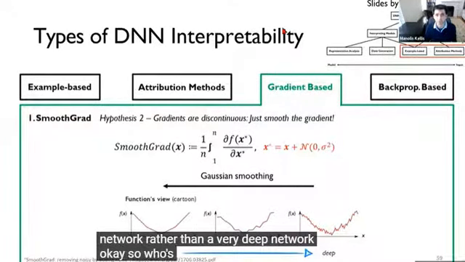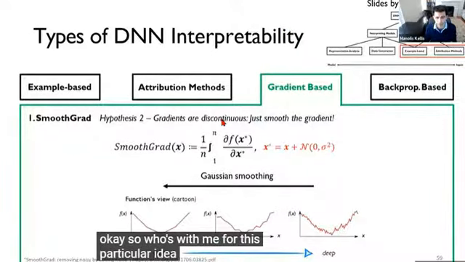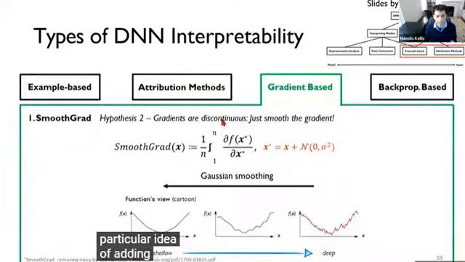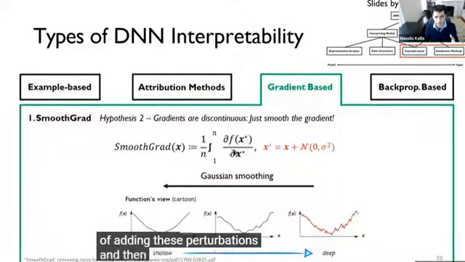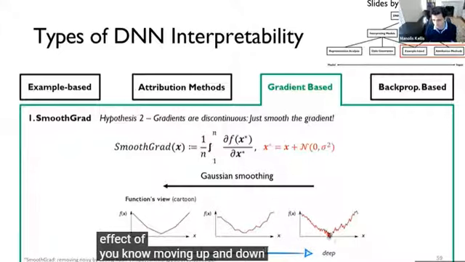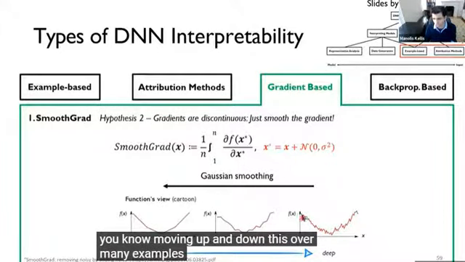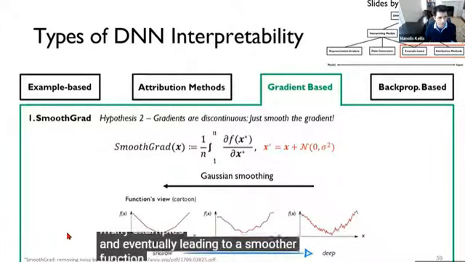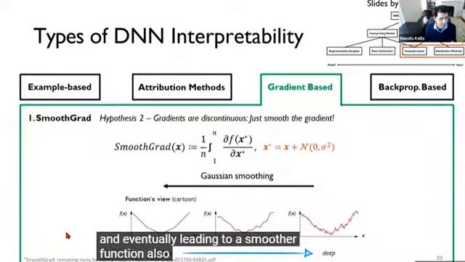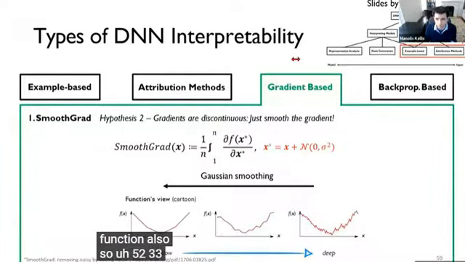Okay, so who's with me for this particular idea of adding these perturbations and then integrating over these perturbations, effectively having the effect of moving up and down these over many examples and eventually leading to a smoother function. Awesome. So 52, 33, 15, 0, 0.